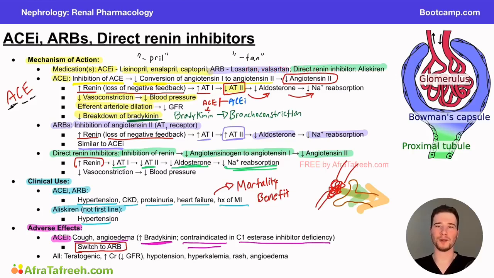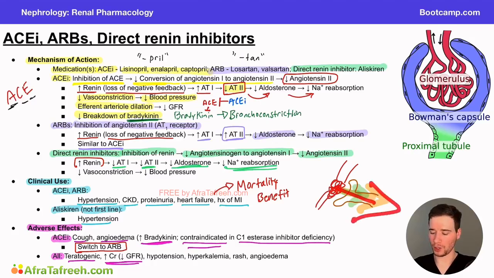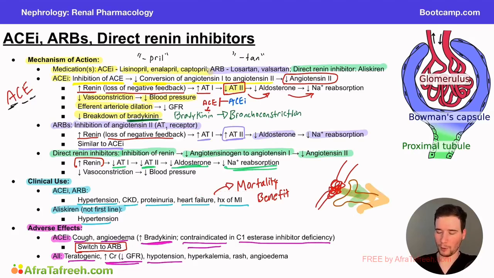And finally, some other adverse effects for all of these medications are going to be the fact that they are teratogenic. So they want to be avoided in pregnancy. They're likely to increase our creatinine and decrease our GFR, at least temporarily. And this has to do with this mechanism over here where dilation of the efferent arteriole is going to keep more creatinine in the body because there's less pressure to actually filter it through the glomerulus itself. Additionally, we could see some hypotension. We talked about why that might be earlier. And some other ones that could show up include hyperkalemia and a rash as well.